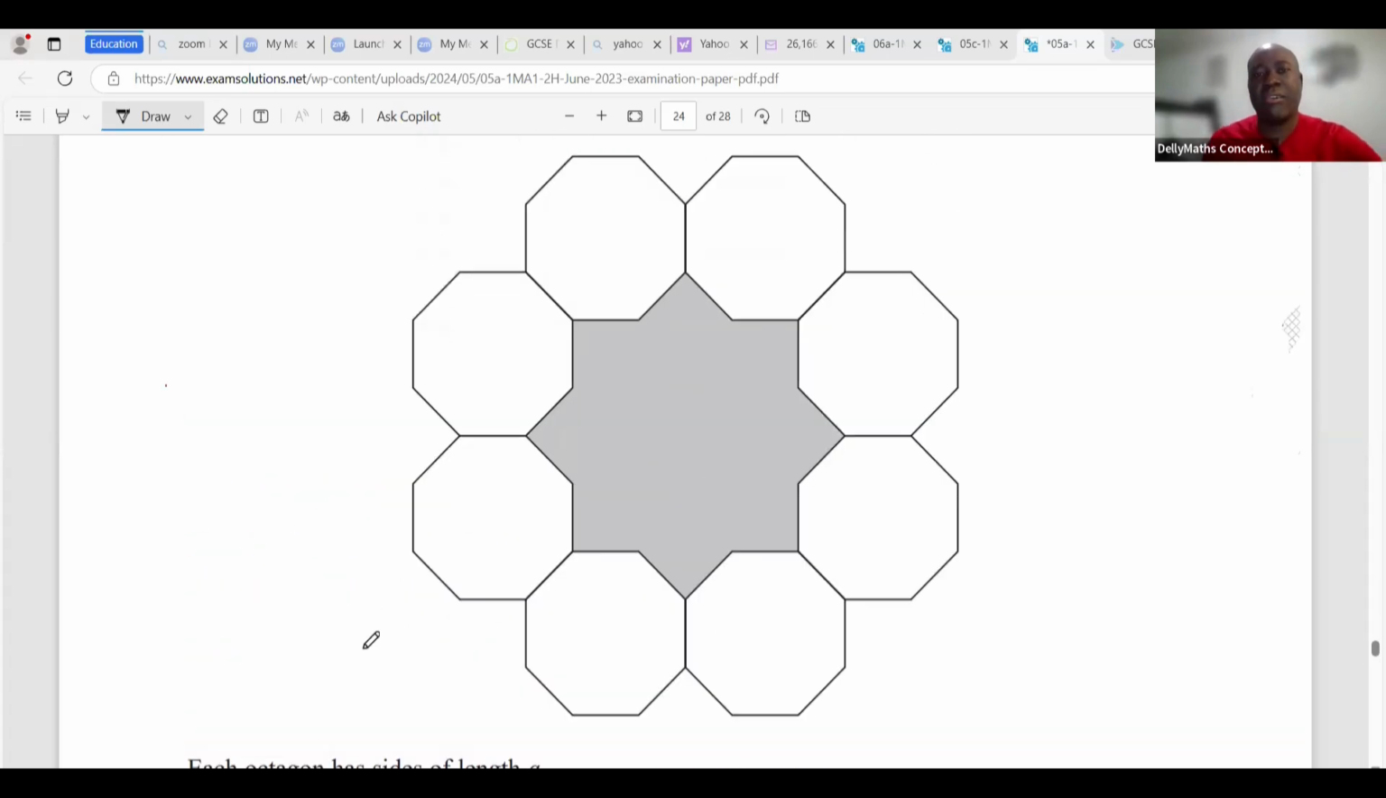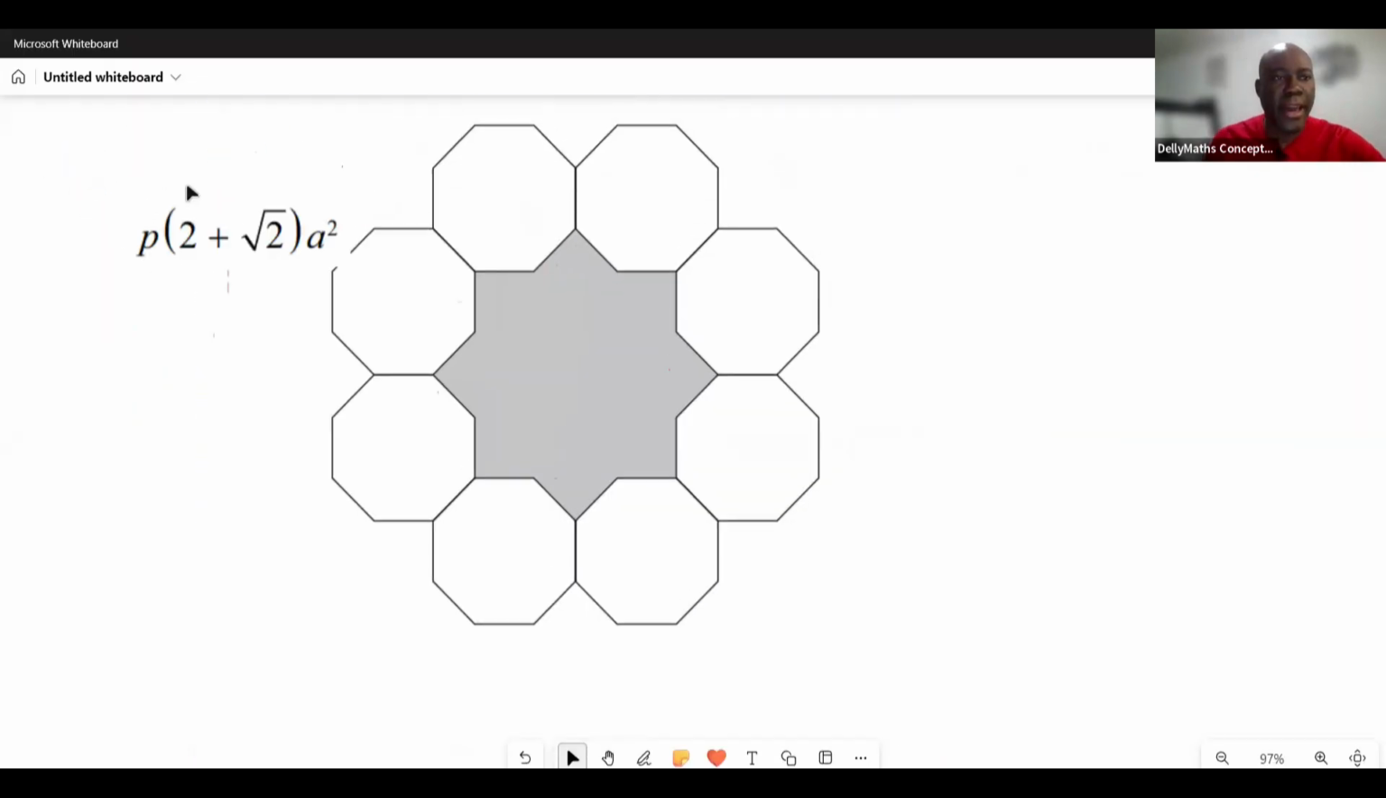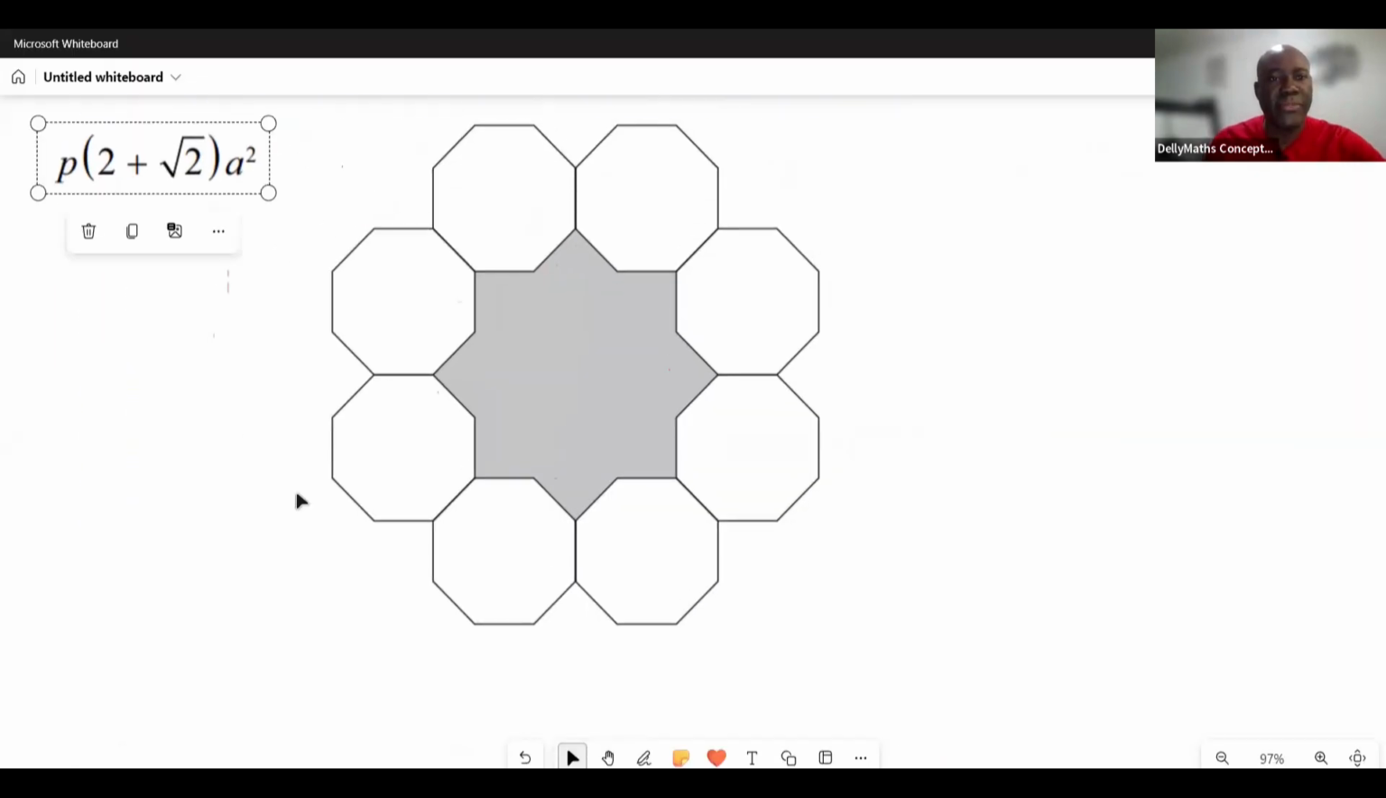So this is a very interesting question. This is the form that we intend to attain for the area of the shaded region right here. Area of the shaded region right there. Now let's put it together.